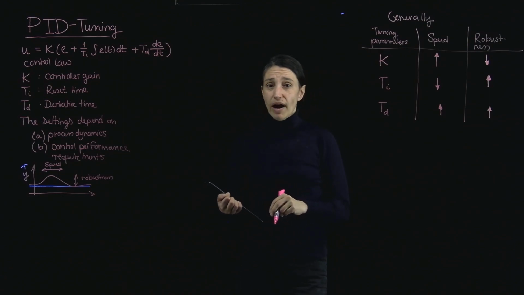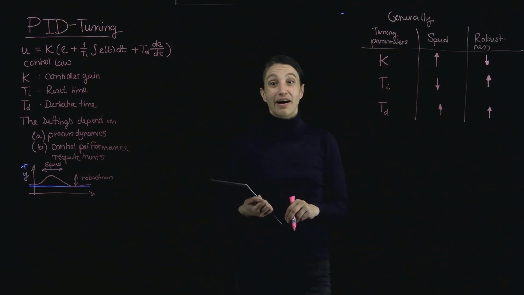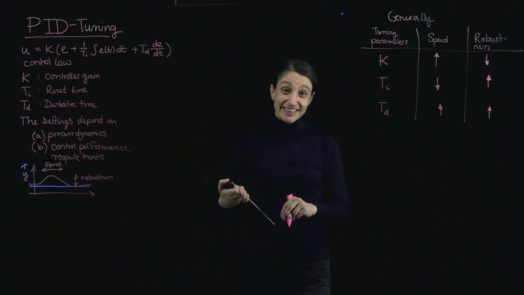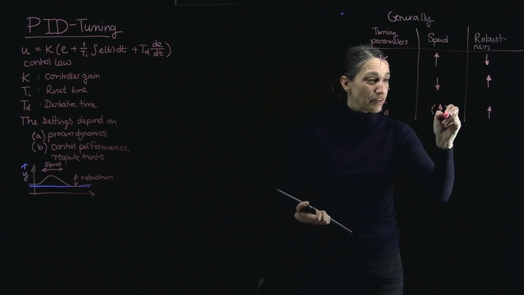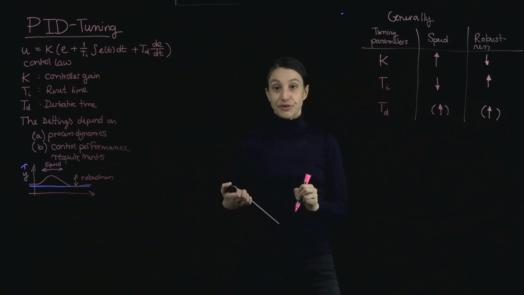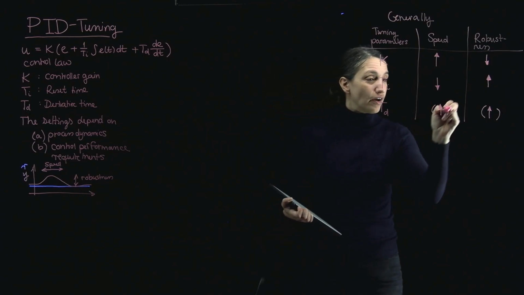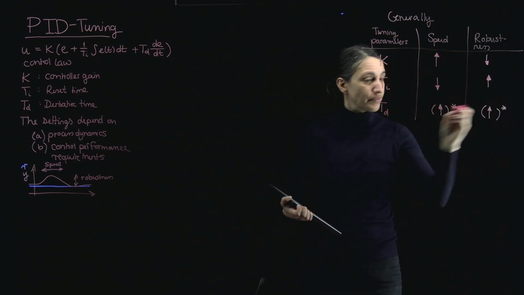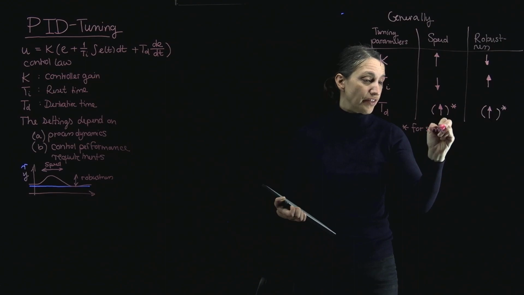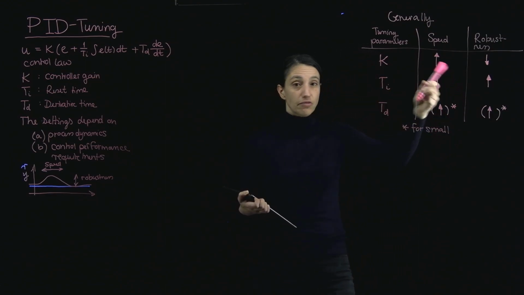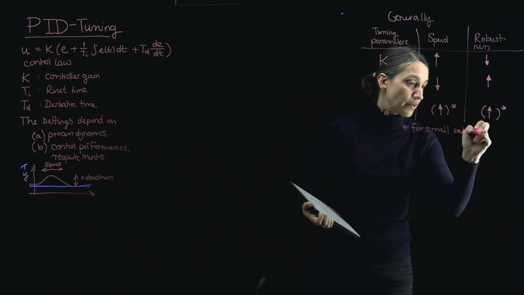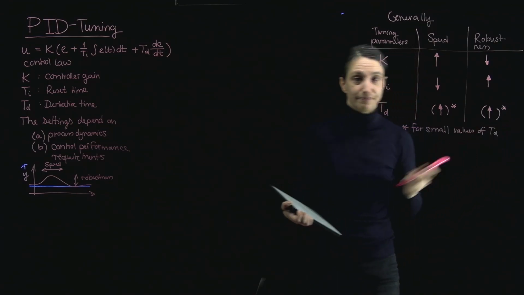Okay, so now you can say, why don't I always use the derivative part, and why don't you use as much of it as possible? So the answer is, this comes with a little caveat. This only works up to a certain point. This is only true for small values of Td. And above a certain point, my robustness goes out of the window.